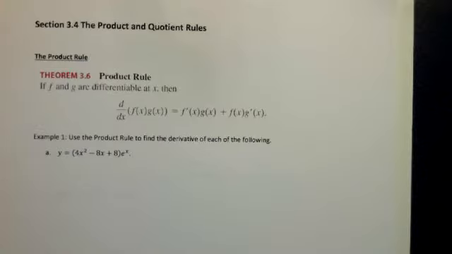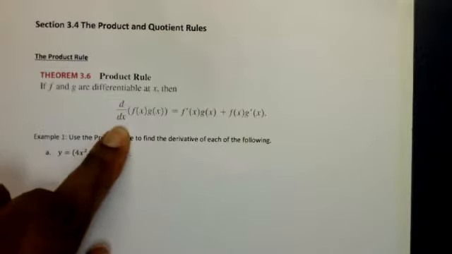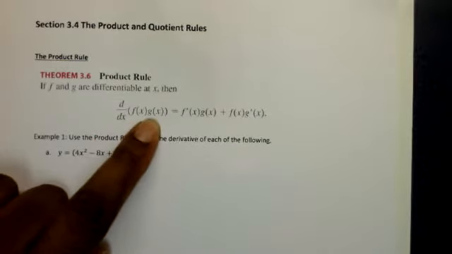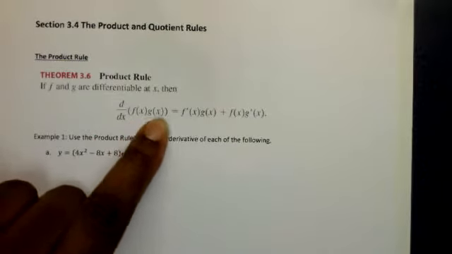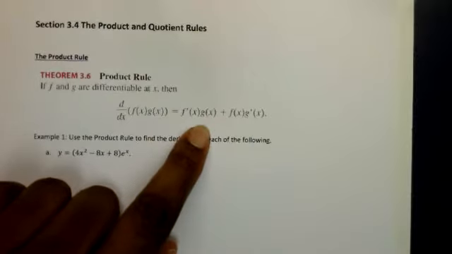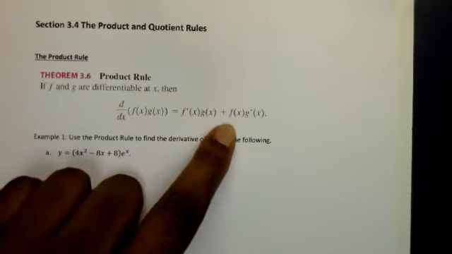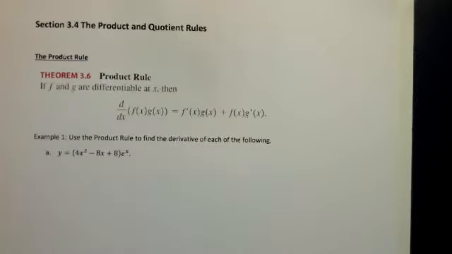Here's Theorem 3.6. If f and g are differentiable at x, then the derivative of f of x times g of x will be this: f prime of x times g of x plus f of x times g prime of x.